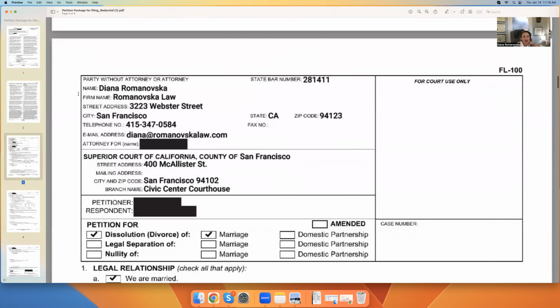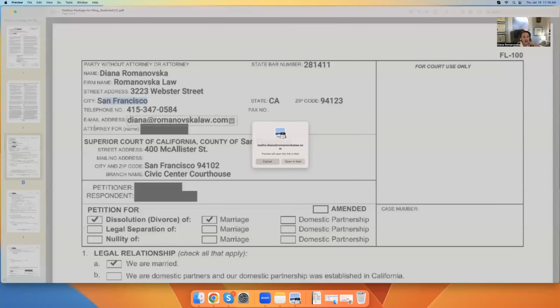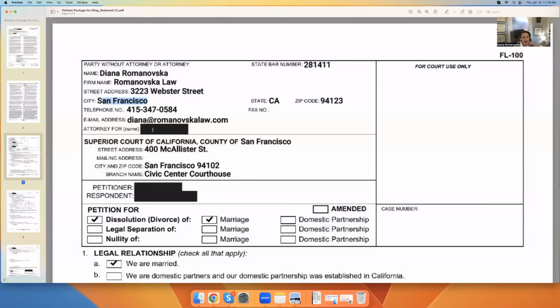FL-100. So here, party without an attorney. So here you would type your name, firm name wouldn't apply, your address, city, phone number, email address, and then say attorney for. Since you're going to be representing yourself, you would say self-represented. There are fancy words for that. I'm not going to suggest that you use them because you need to understand them yourself. So self-represented, state bar number here, California, 94.